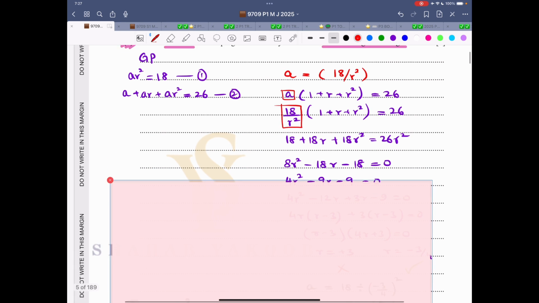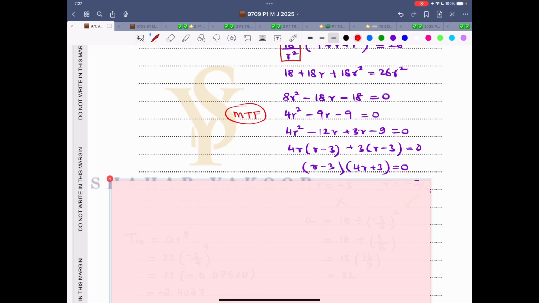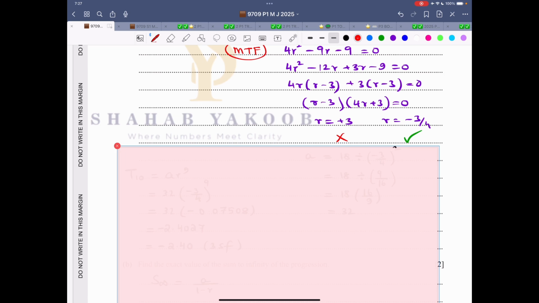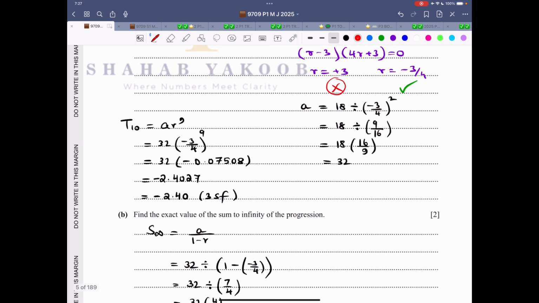You multiply, you simplify, you get a quadratic again. Quadratic is all over the place. And then again, this is about middle term factorization. We get 2 values of R. One of the R is positive, the other R is negative. The positive one we discard, the negative one we accept. So now when R has this value, let's evaluate A. So A is 18 divided by R square, and then we get the value of A, that is 32. So R is there, A is there.